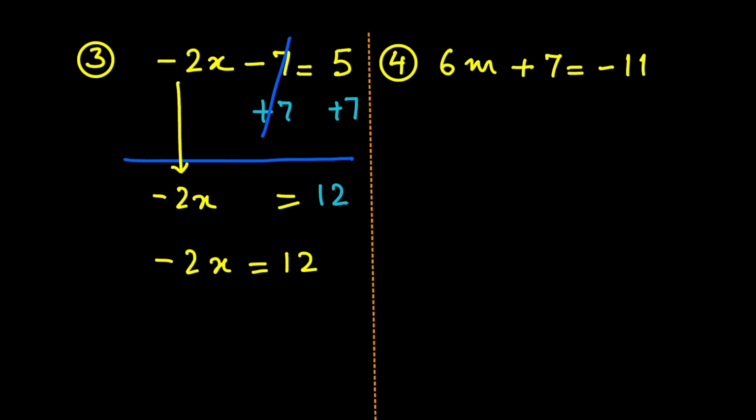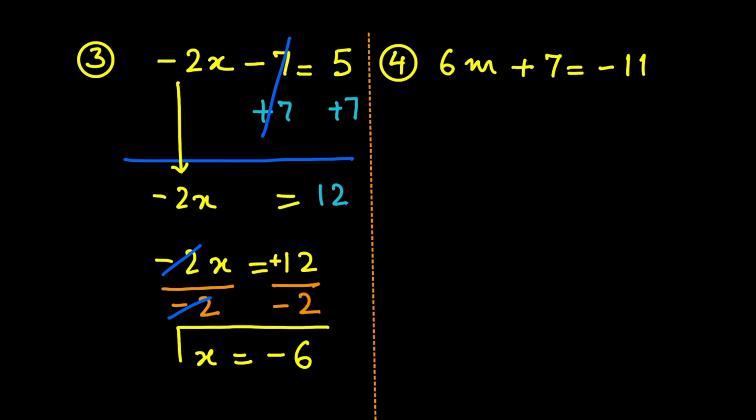Now the second step. To isolate x, minus 2 is multiplied to it, so we divide by minus 2 on both sides. Minus 2 cancels out. So we are left with x equals 12, that means positive 12, divided by negative 2. So the answer is minus 6. So x is equal to minus 6 is the answer for this.